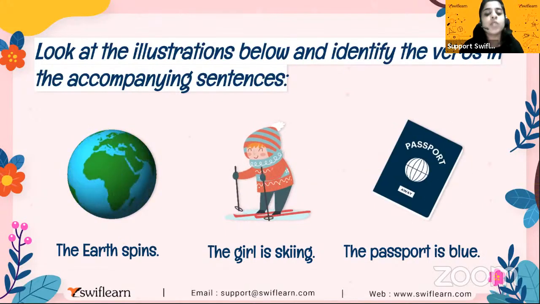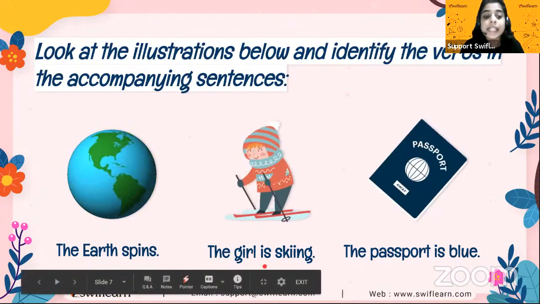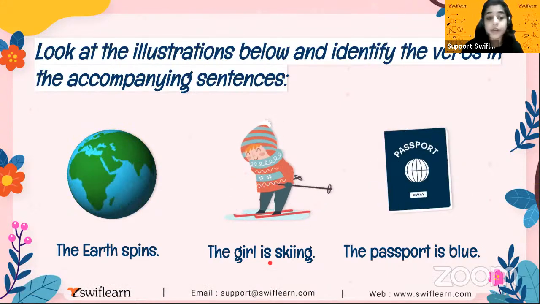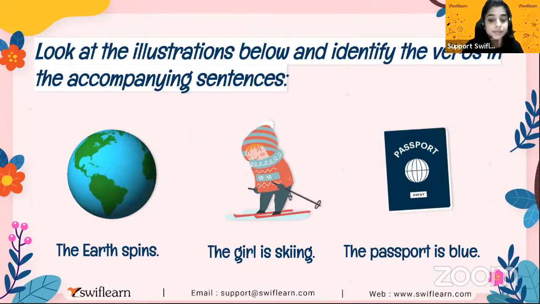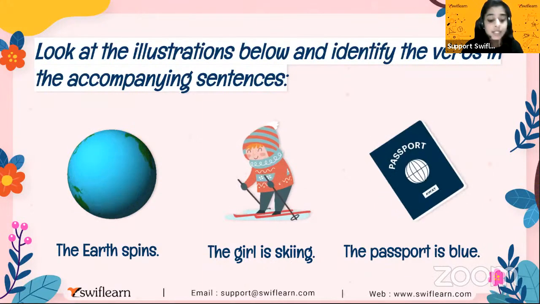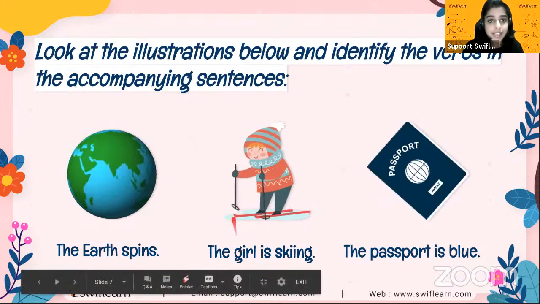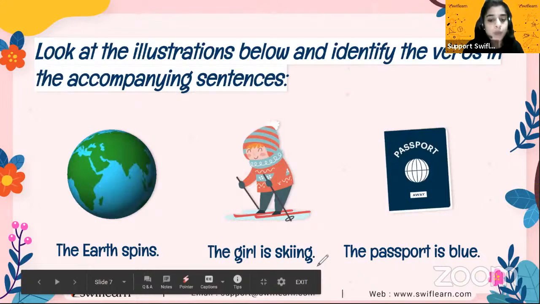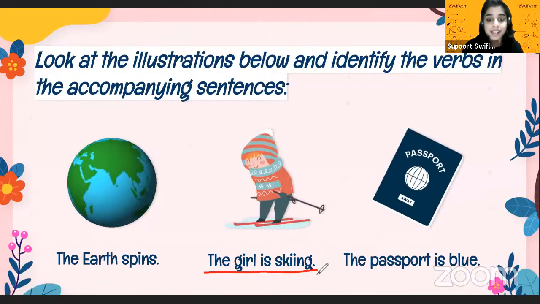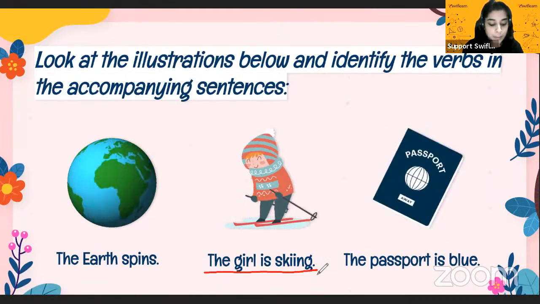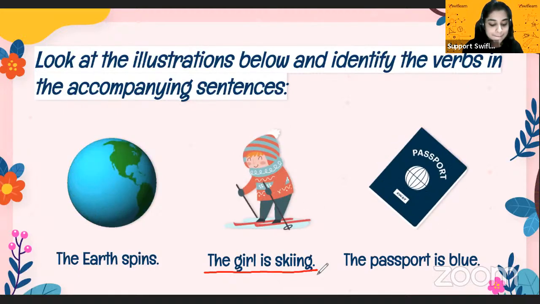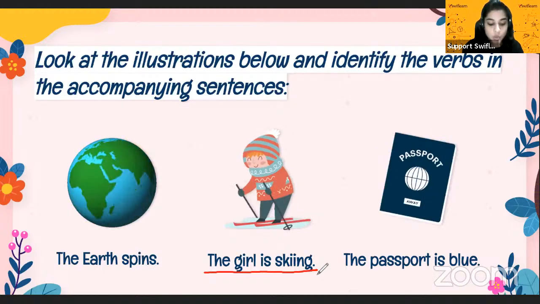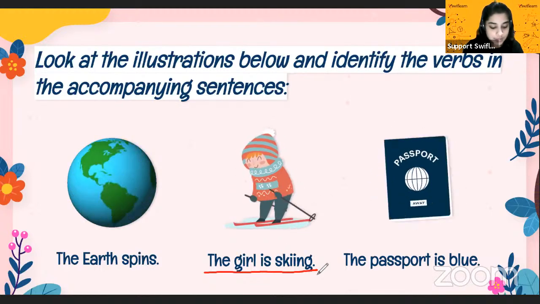Now in the second one, you tell me. The girl is skiing. Please type in the comment box and tell me where the verb is here. The girl is skiing. Who's gonna tell me? Second sentence. Where is the verb? Please write the verb in the comment box. The girl is skiing. Where is the verb? Yes. Who is going to write first?